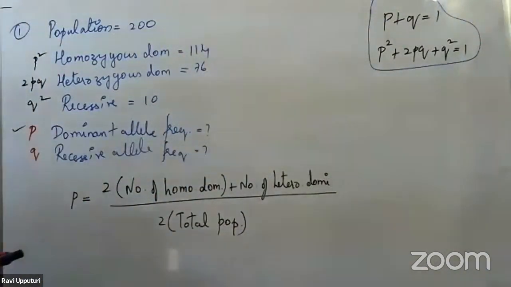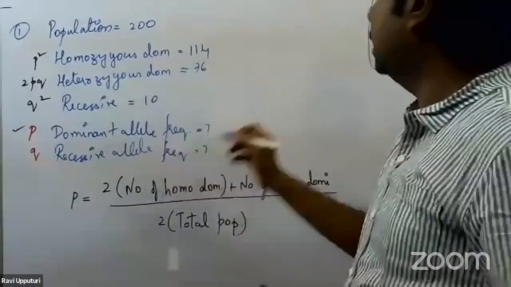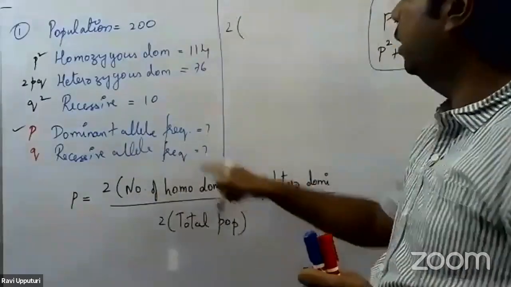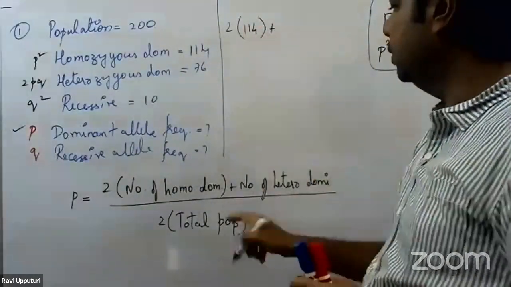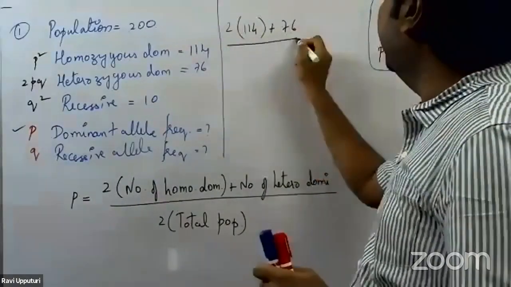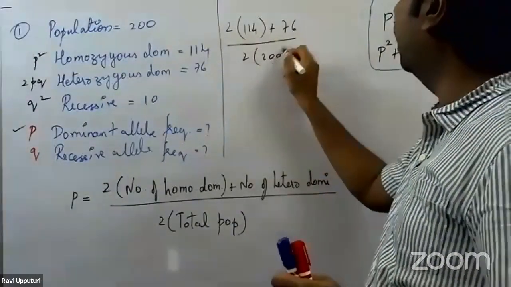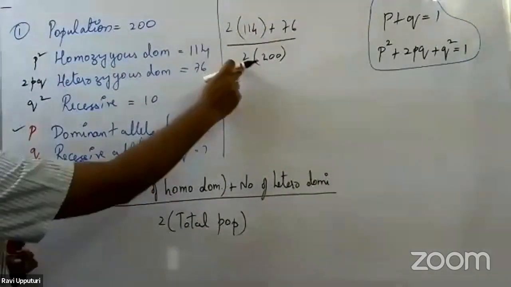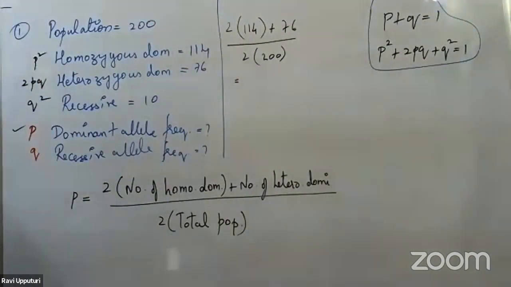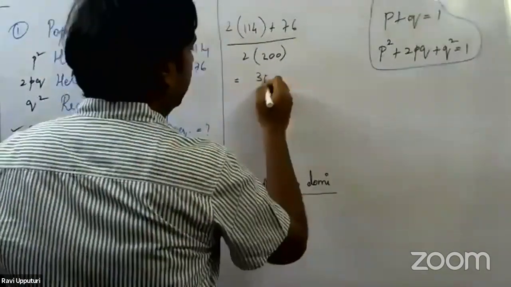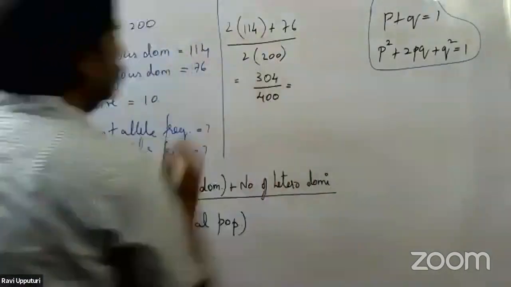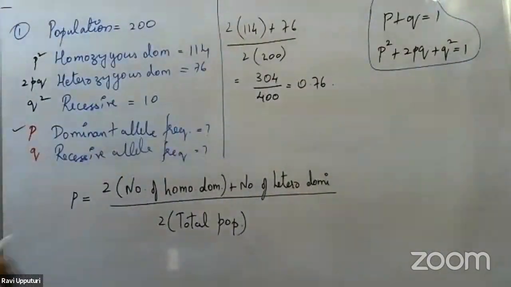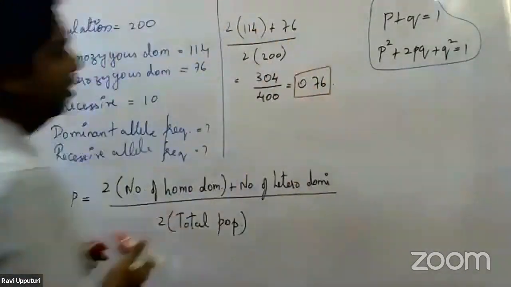Let us see what we get when we use this expression. Let's start substituting the values. For P, it would be 2 into the number of homozygous dominant individuals, 114, plus the number of heterozygous individuals, 76, divided by 2 into the total population, 200. So it would be 2 into 114 plus 76, divided by 2 into 200. How much do we get for this? It comes to 304 divided by 400, which gives us 0.76. This is the frequency of the dominant allele.